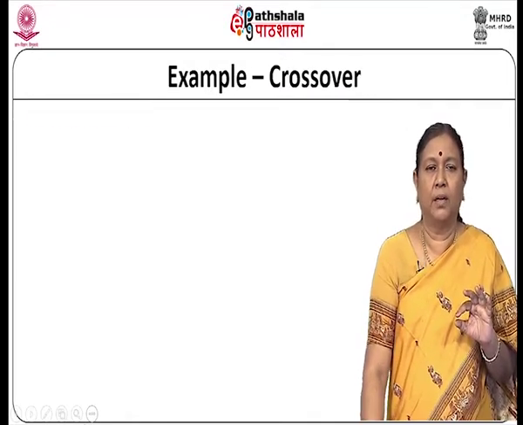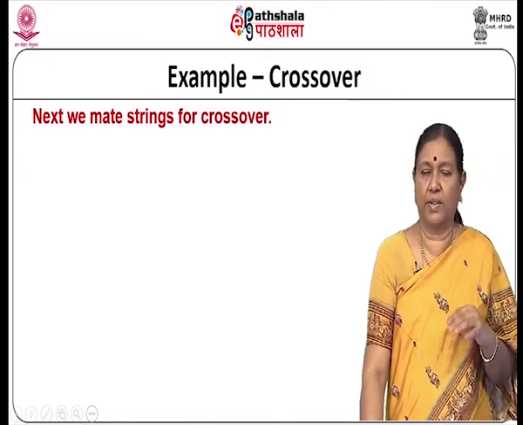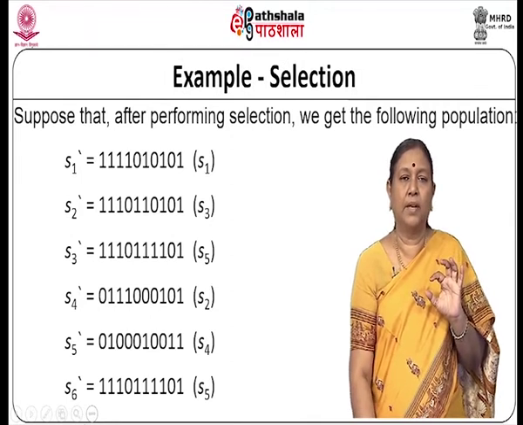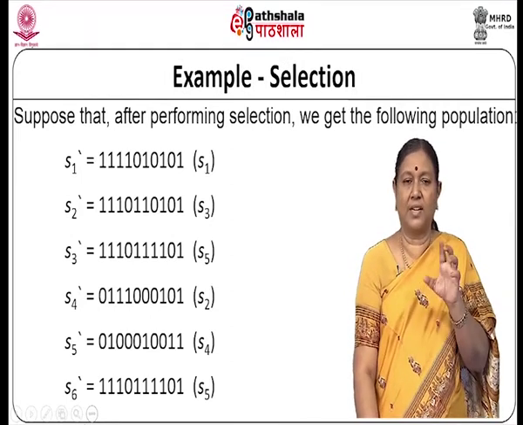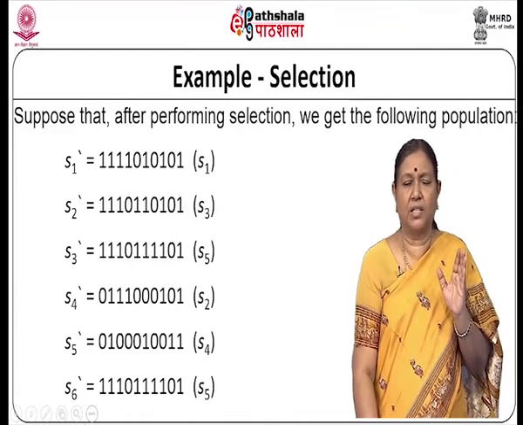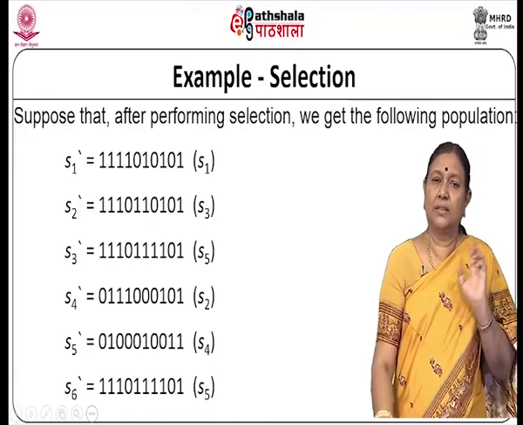Now, the next step is crossover. We have selected 6 parents by roulette wheel, and we have not shown how this is done. We are assuming that these are the 6 selected. We call them S1 dash, S2 dash, S3 dash, S4 dash, S5 dash and S6 dash. Those are the selected ones.